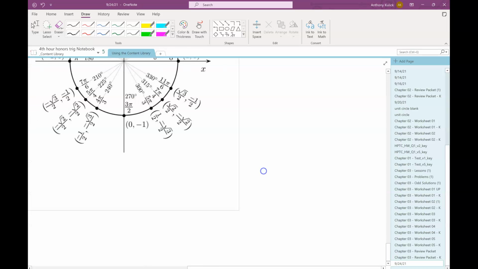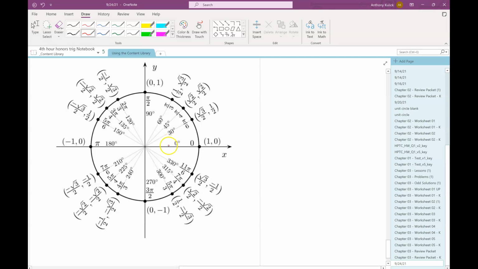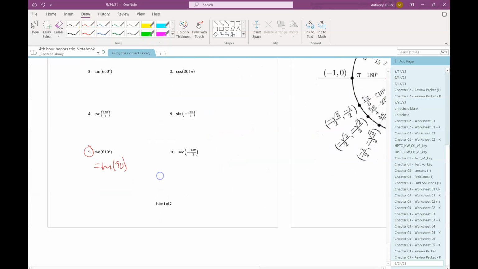Alternatively, I could go visually on my unit circle. So 90, 180, 270, 360, 450, 540, 630, 720, 810. Puts me back at the same spot at 90 degrees. Now I know that tangent is y over x. So that's going to be 1 over 0, which is undefined.